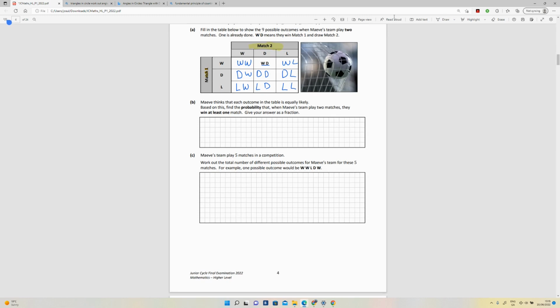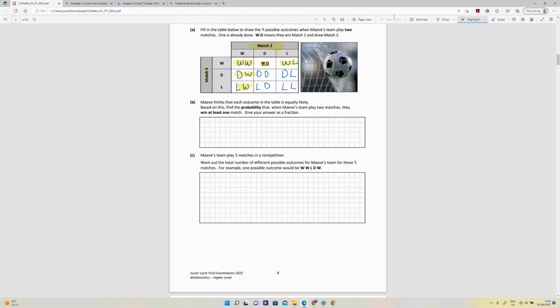Okay, so part B. Maeve thinks that each outcome is equally likely. So we're talking about probability here, if they're using this term. Based on this, find the probability that when Maeve's team play 2 matches, they win at least 1 match. So we're going back to the table then and looking for all the cases where we had at least 1 win. So we have 2 wins here, so that's definitely going to qualify. We have 1 here, we have 1 here, we have 1 here, and we have 1 here.